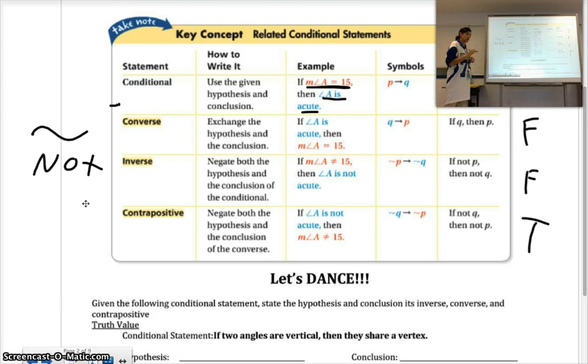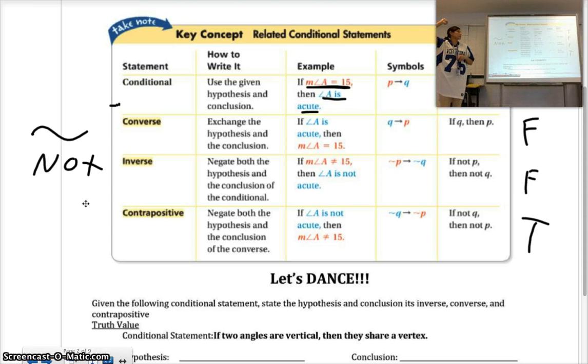You need to know both. You're going to have to know the symbols too. That symbol right there means not. Okay, so for the inverse, we say if not P, then not Q. And then for the contrapositive, remember, it was switch and negate. So if not Q, then not P.